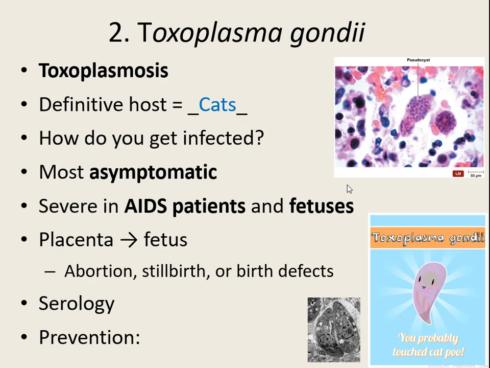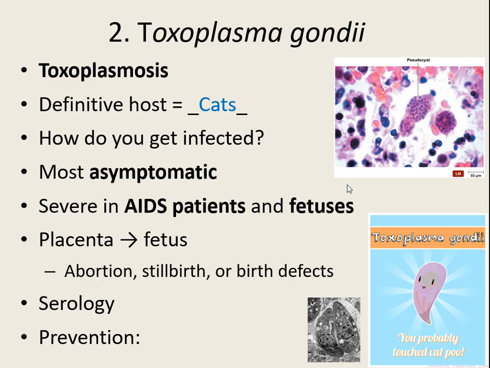Our second of our apicomplexans is Toxoplasma gondii. It's the most widely distributed protozoan, with 25% of humans worldwide becoming infected at some point in their life. So a lot of cases out there. It causes a condition known as toxoplasmosis. The definitive host is cats. That's where it wants to get to. It is not, however, the only host.